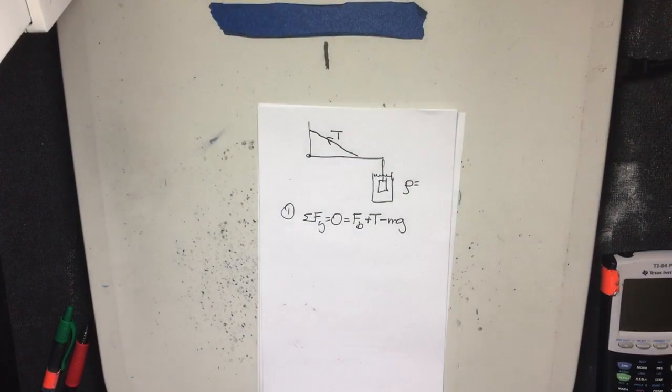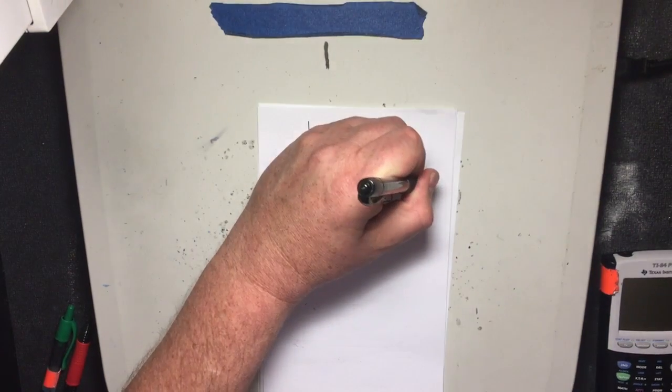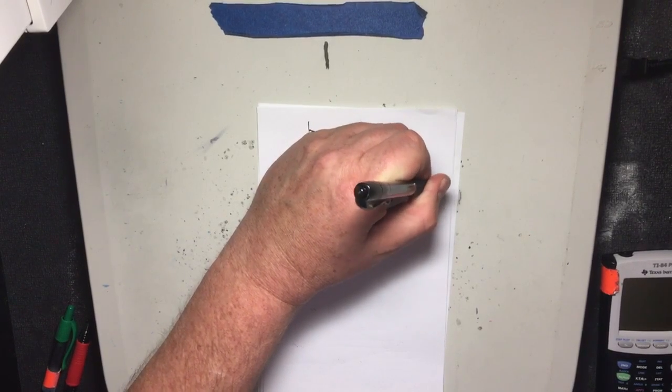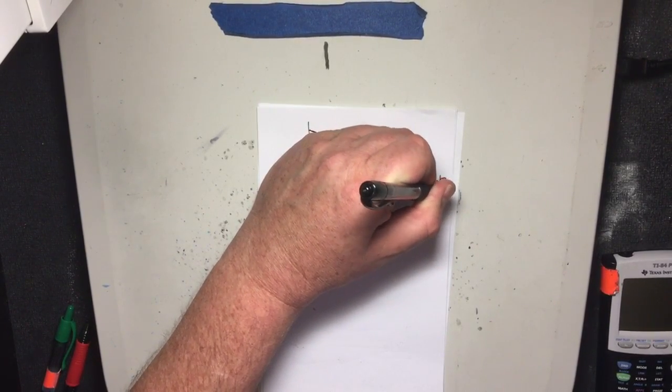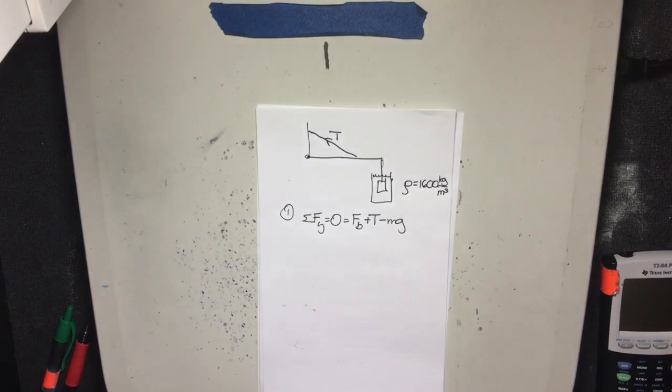Which obviously means we're not going to grade this if it's a couple hours before it's due. Set a density of 1,600 kilograms per cubic meter. We'll just do that on the fly.